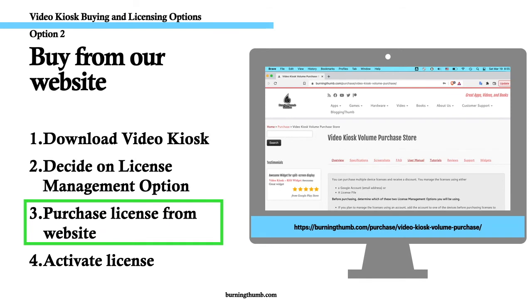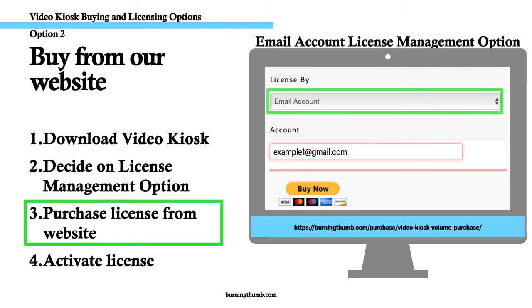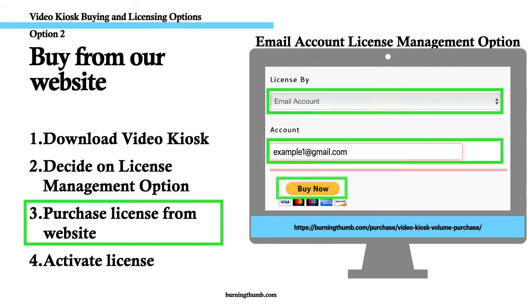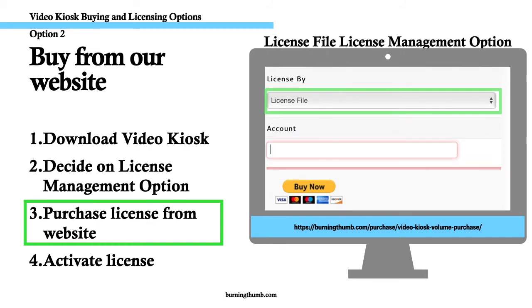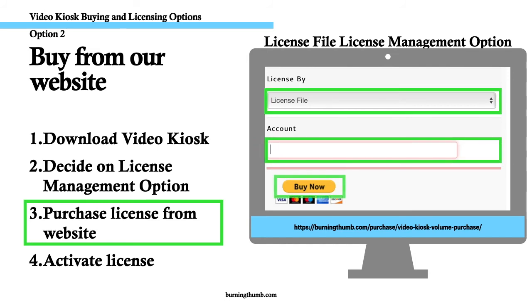Step 3. Go to our volume purchase store. If you're using the email account license management option, choose email account from the License By pop-up menu and enter the email address you're using in the account field. If you're using the license file license management option, choose license file from the License By pop-up menu and leave the account field blank. Click the Buy Now button.